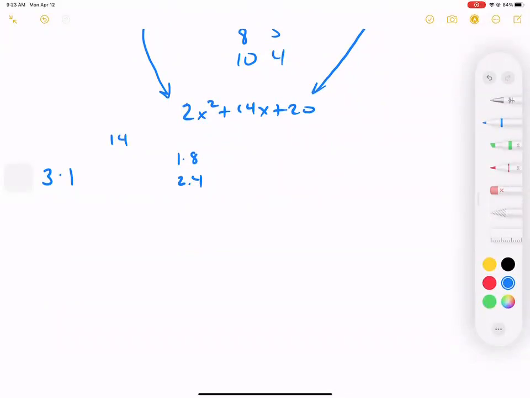So what happens is I'm trying to train your brain to see that you can just be coming up with all the possibilities in your brain so you don't have to write them all down. But when you're showing work, you want to write them all down because I want to see what you're thinking. Okay, so let's just try all these.